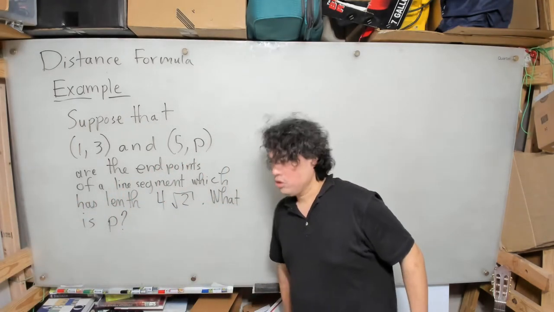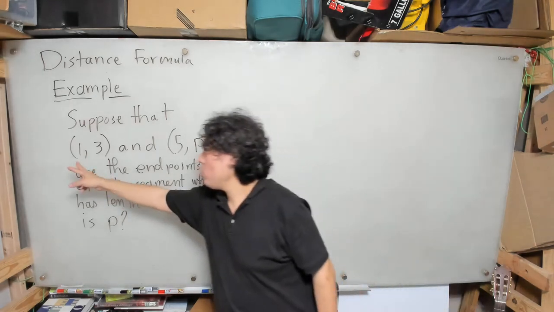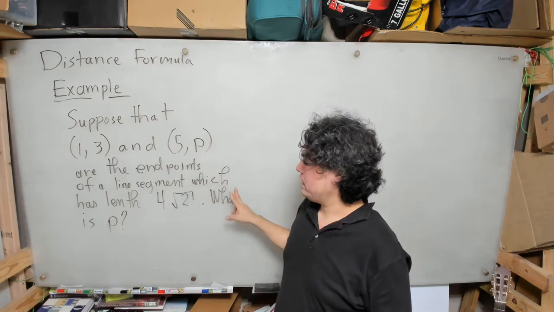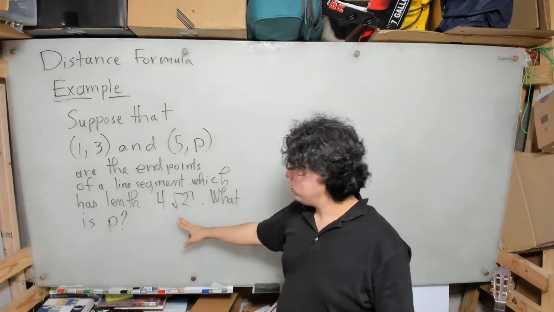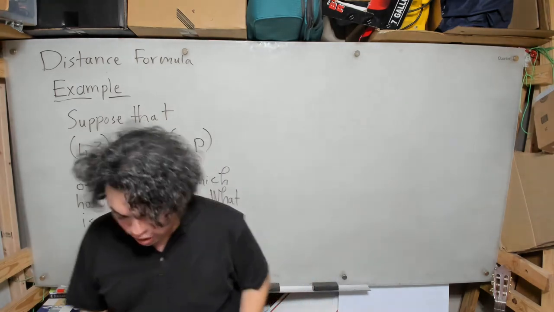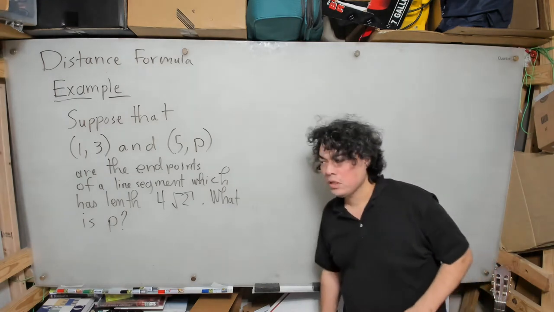Hello. So now we're going to try this example here. The question is, suppose that (1, 3) and (5, p) are the endpoints of a line segment which has length 4 square root of 2. And the question is, what is p?